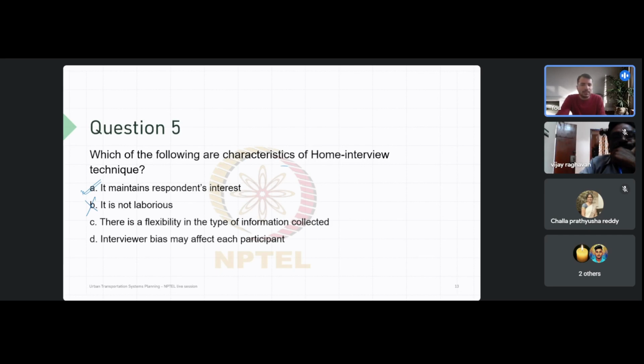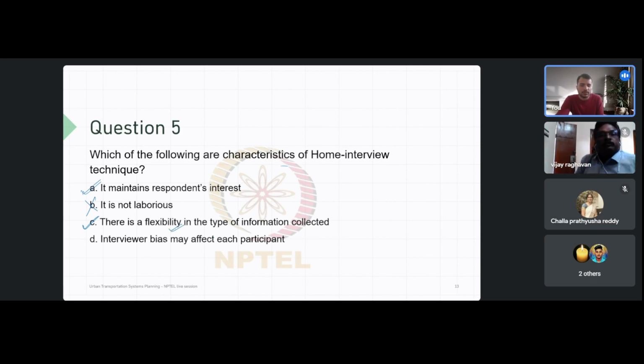There is a flexibility in the type of information collected. So yeah, this is also true because since we are going to their home, we can collect the type of information that we want. But in the other case, if we are doing a survey at an office place or a commercial place, people may be busy, they may be going somewhere, they may have time constraints. So we can only collect so much information. They will not stand there to talk to us for half an hour. It's not feasible and practical. But at home they may be available for some time, so we can collect more information, and there will be flexibility.